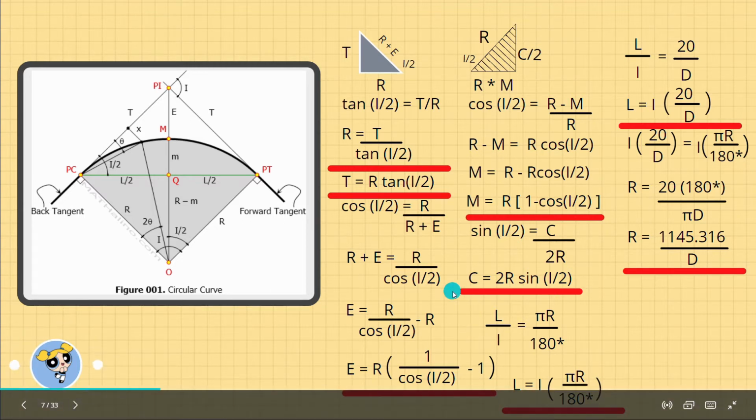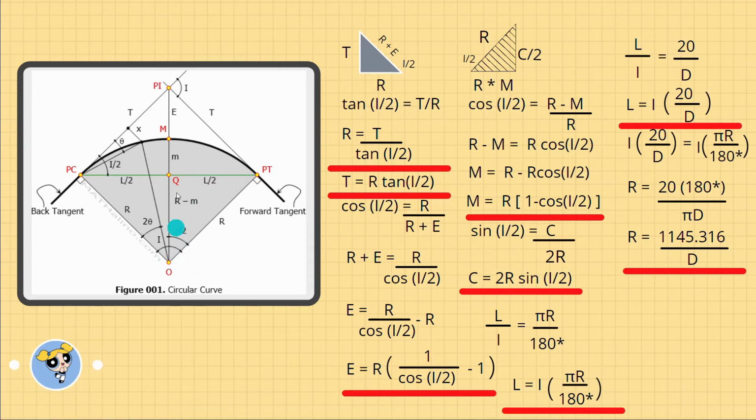Next is the middle ordinate. The relationship of our R minus M to our angle is adjacent, while the radius to the angle is hypotenuse. Therefore, we will use the CAH here as well. So cosine of I over 2 is equal to R minus M over R. R minus M is equal to R multiplied by cosine of I over 2. Transposing R to the other side, we get M is equal to R minus R multiplied by cosine of I over 2. Finalizing the formula, we get M is equal to R multiplied by 1 minus cosine of I over 2.